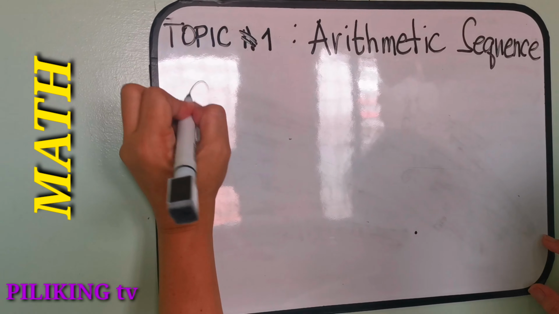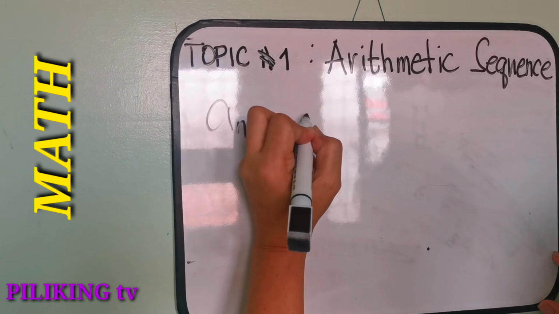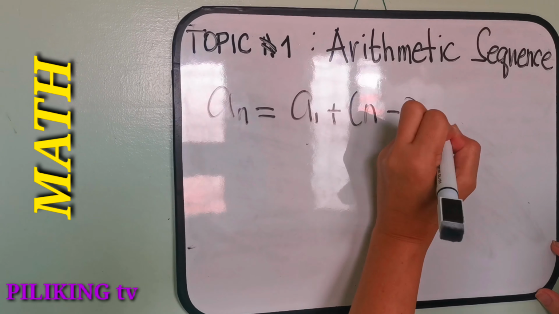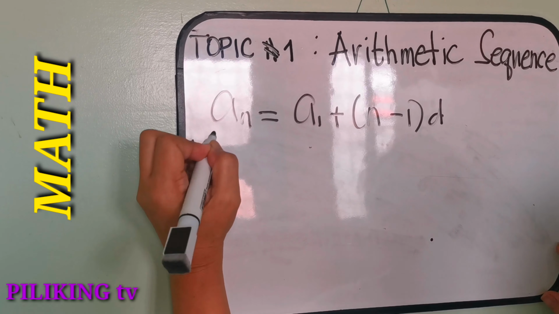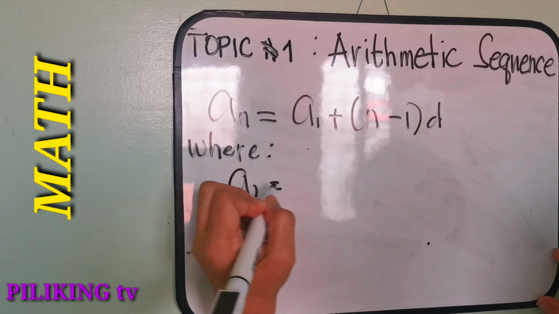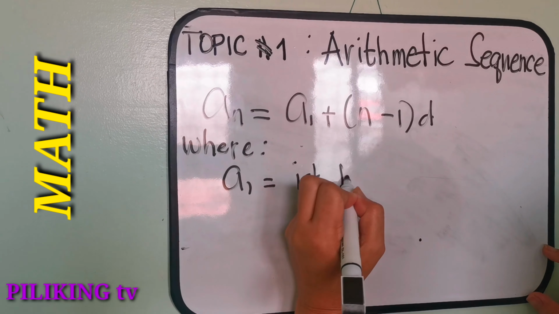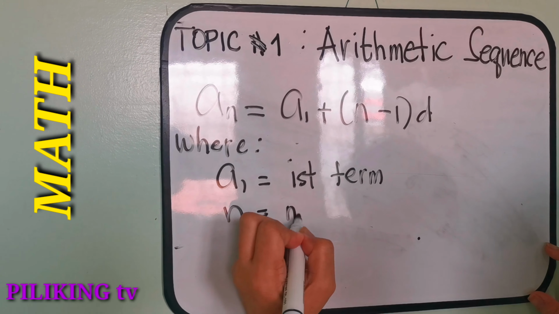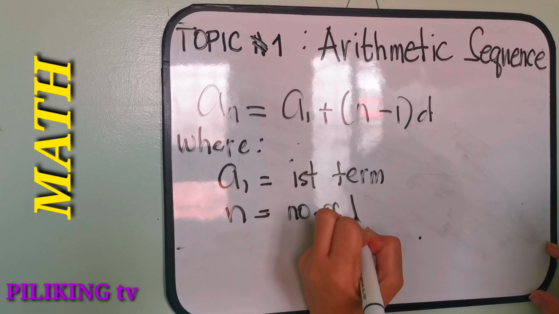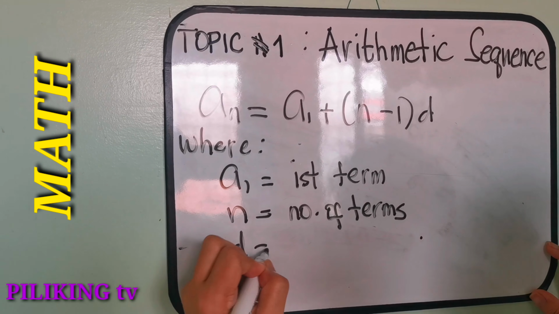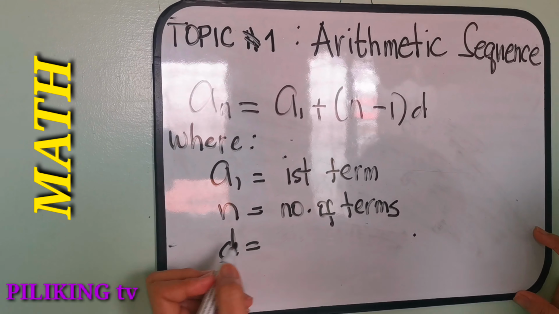So we have a sub n is equal to a sub 1 plus the quantity of n minus 1 times d, where a sub 1 is our first term, n is the number of terms, and d is the common difference. That is the number that you have to add to get the next term.